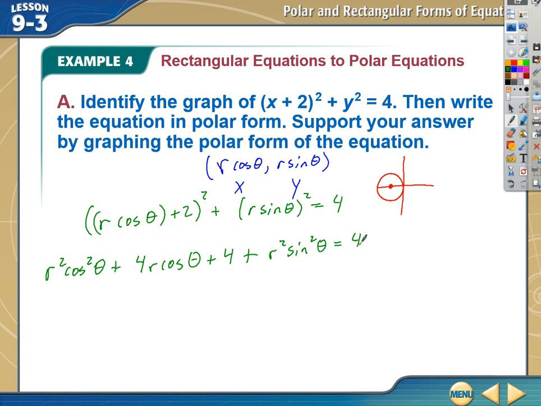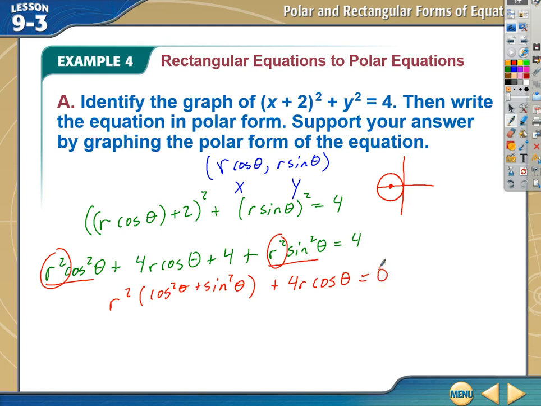Well, yes and no. So a couple of things I can see right offhand here is if I subtract a 4 from each side, I get 0 over here. And then I'm going to move these together and factor out the r squared because the r squared is the same. So when I do that, I now have an r squared times a cosine squared theta plus a sine squared theta. And then I put over here plus a 4r cosine theta. Remember I subtracted the 4 from each side, and so now I have equals 0.